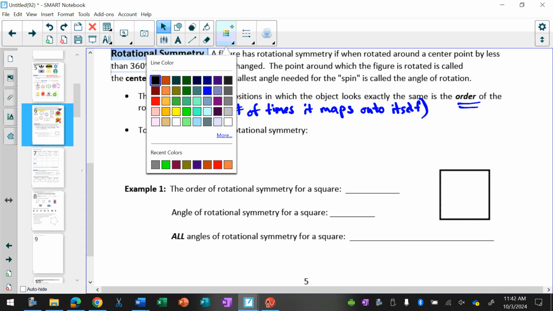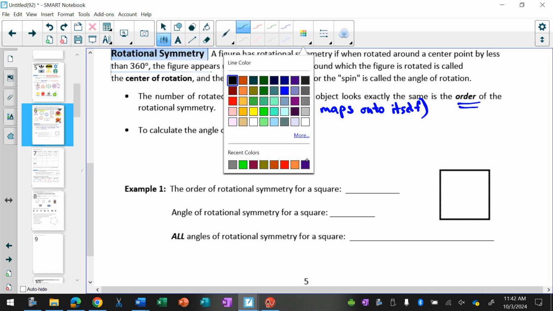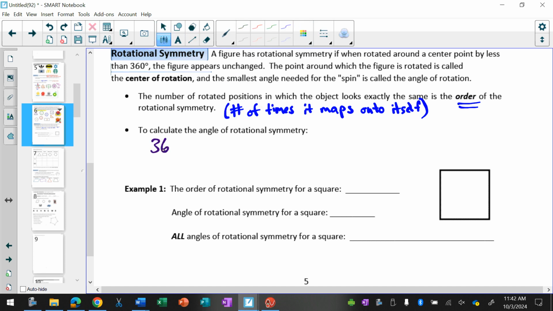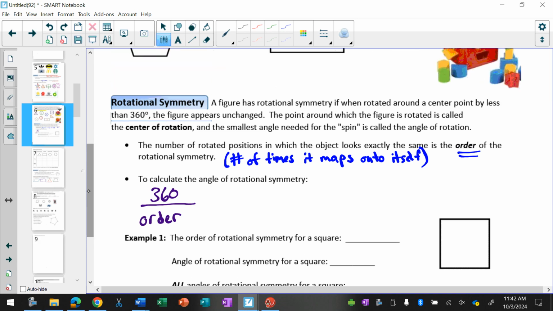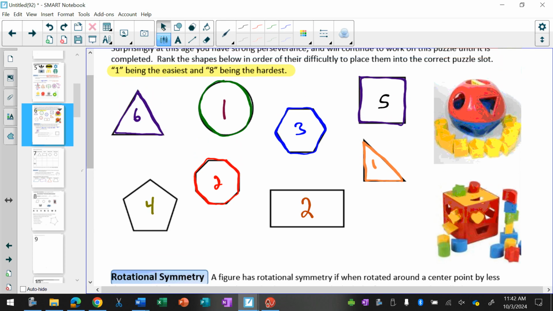If our shape has point symmetry, then we will take 360 degrees and divide it by the order to figure out the smallest angle we need to turn the shape so it maps back onto itself. 360 degrees is one full spin. The order is how many times it maps onto itself. So the number of times it maps onto itself divided into 360 tells us the smallest angle necessary to turn this shape. So for example, we'll go to the square. It's going to be the most obvious one.